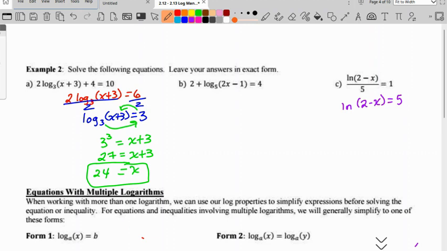Maria, do you want to help me with that? What will that look like? What's my base if it's a natural log? E. Perfect. That's that disco dancing. E to the 5th equals 2 minus x.